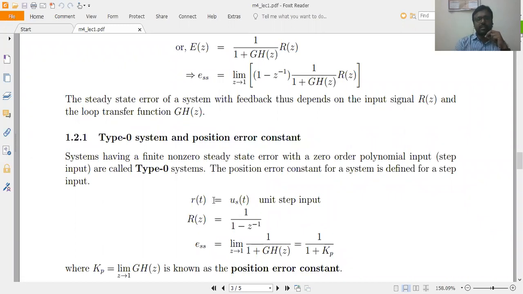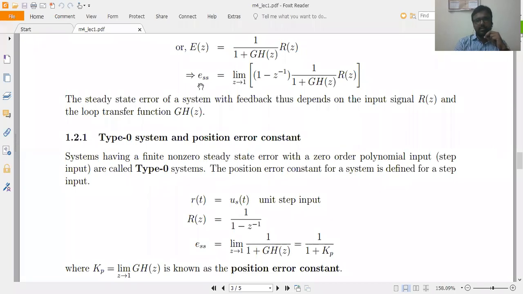Therefore, R of t, the input function, is equal to the step function, and applying the Z transform to this input function, R of t is converted into R of Z, which is Z divided by Z minus 1. That is, it can be represented as 1 divided by 1 minus Z inverse. That is the Z transform of a step function.